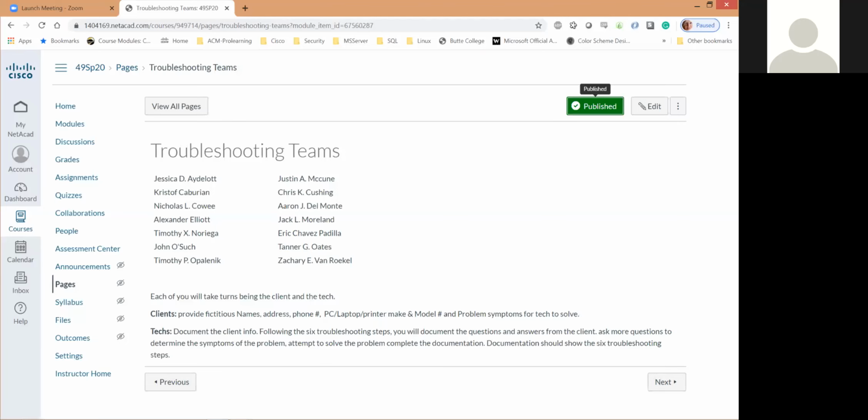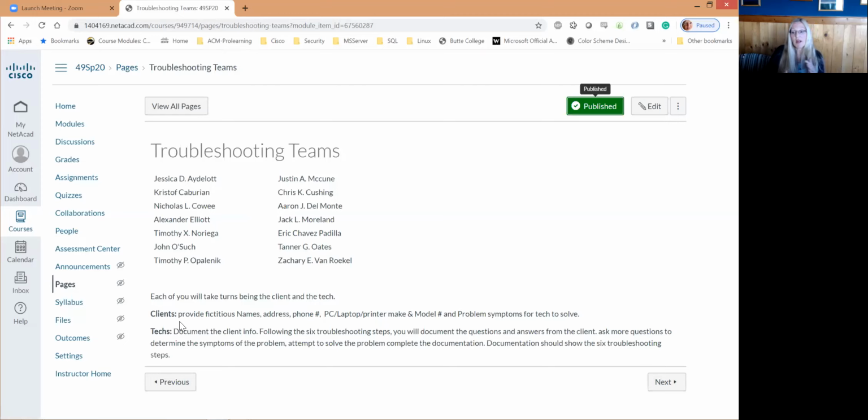Okay, so for a number of the assignments in this chapter, we're going to be doing troubleshooting. And the troubleshooting scenarios, here are the teams that I've created for you guys. So you don't have to worry about that. All you have to do is contact each other through using people. And one of you will be the client, one of you will be the tech.